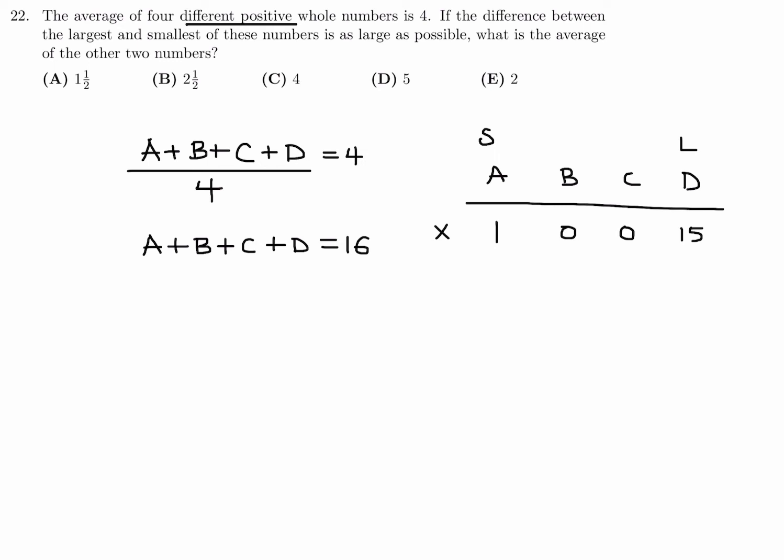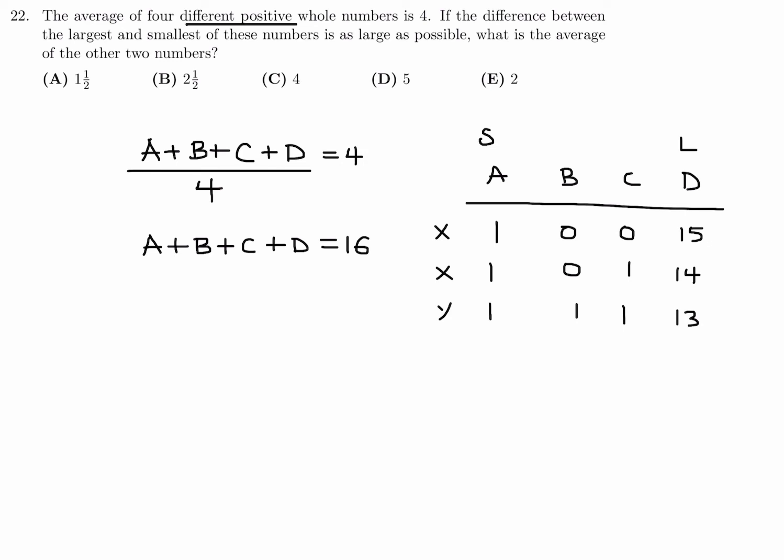Keep going. Let's try 1 and 14. Well, if it's 14, then the sum of B and C has to be 1. And the only way to do that is 0 and 1. But both of these numbers have to be positive, right? So that can't work. Okay, let's try 13. That means B and C have to add up to equal 2, correct? And the only way to do that without having a 0 is 1 and 1. But that doesn't work because all 4 are different.